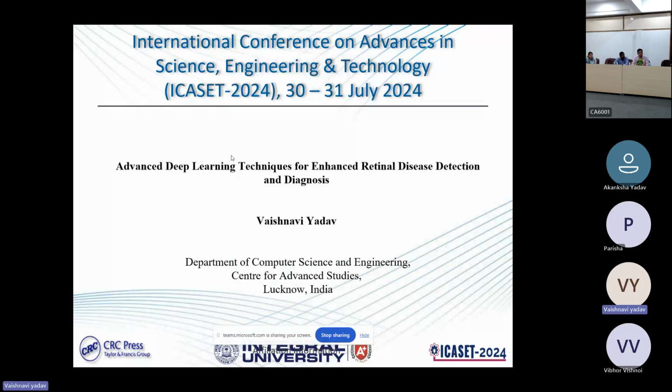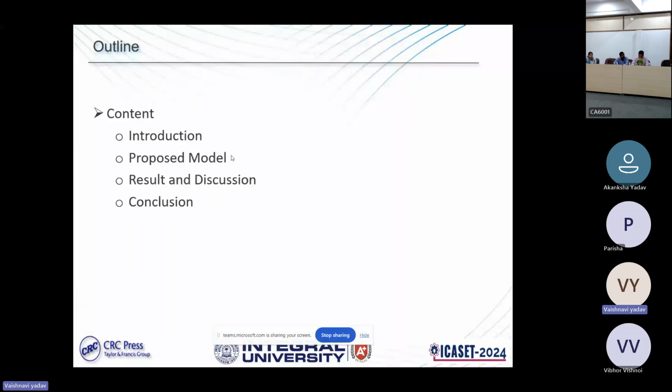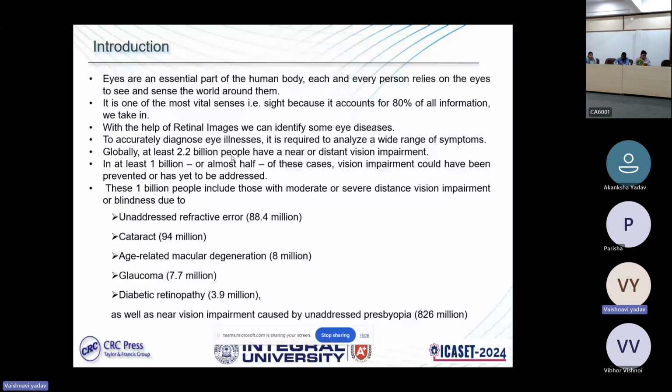My presentation is on advanced deep learning techniques for enhanced eye disease detection. Introduction. Eyes are an essential part of the human body. Each and every person relies on the eyes to see and sense the world around them. Eyesight is one of the most vital senses, because it accounts for 80% of all the information we take in. With the help of retinal images, we can identify some eye diseases. To accurately diagnose eye illness, it is required to analyze a wide range of symptoms.